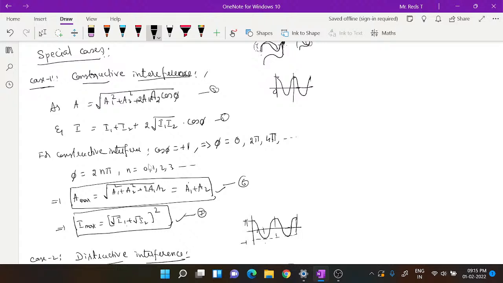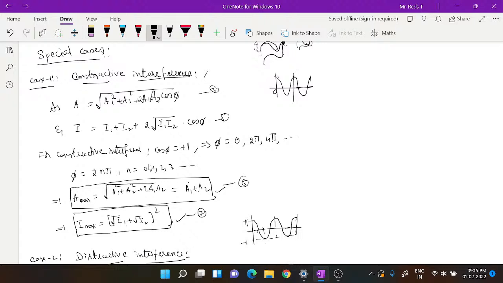That means phi equals even multiples of pi, which can be expressed as 2n pi, where n equals 0, 1, 2, 3, and so on. Then we get 0, 2 pi, 4 pi, etc. For these values we get constructive interference, and hence maximum amplitude and maximum intensity.